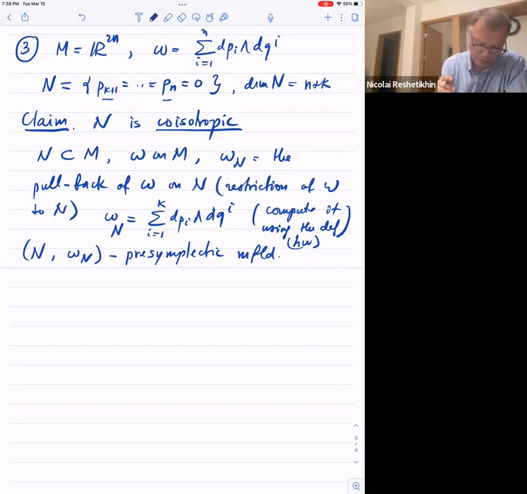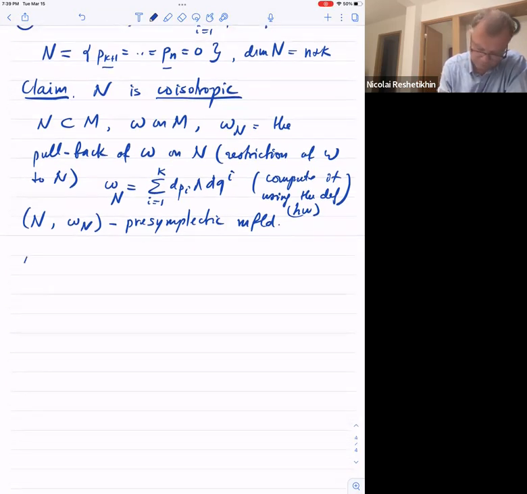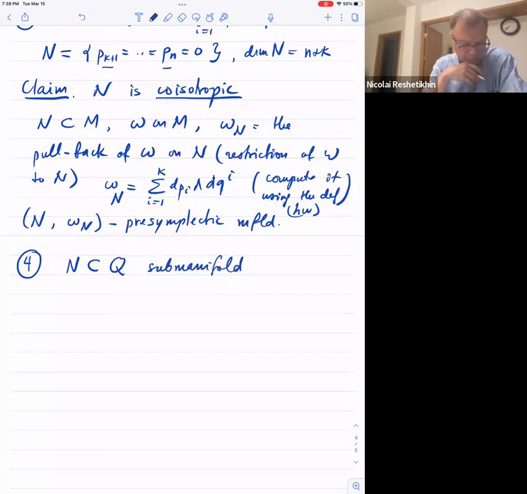Last time I made the remark that if omega is closed but degenerate, this is called a presymplectic manifold. So coisotropic submanifolds are examples of presymplectic manifolds. Another example is a nonlinear version of this example. Let N be a submanifold. When I say submanifold, I mean closed submanifold. This is the embedding.